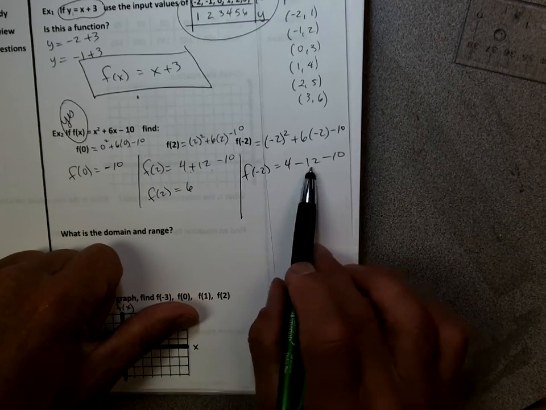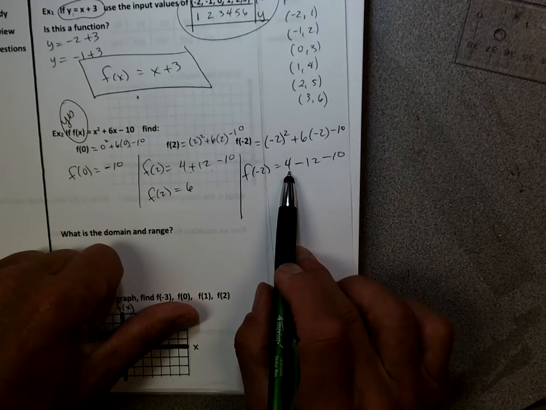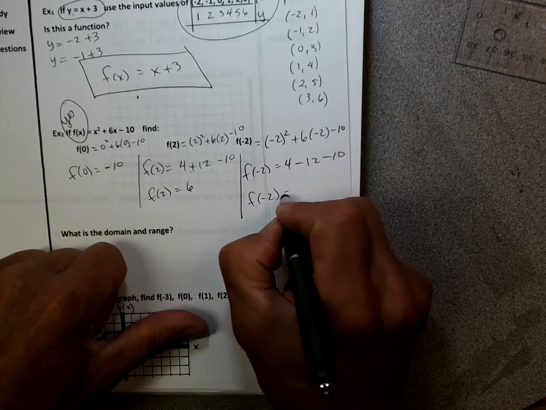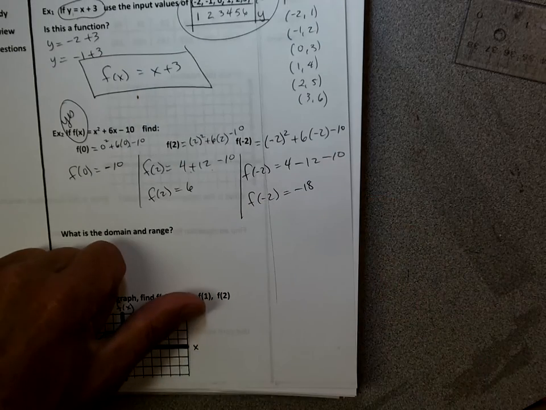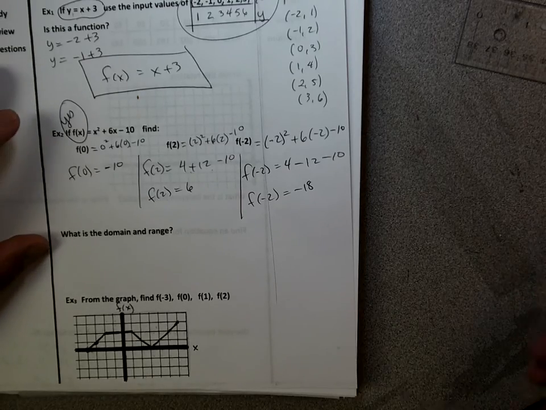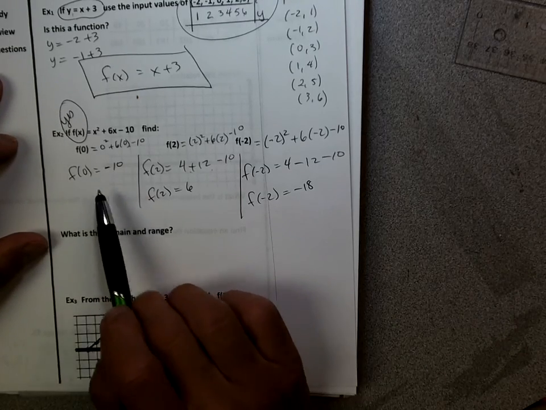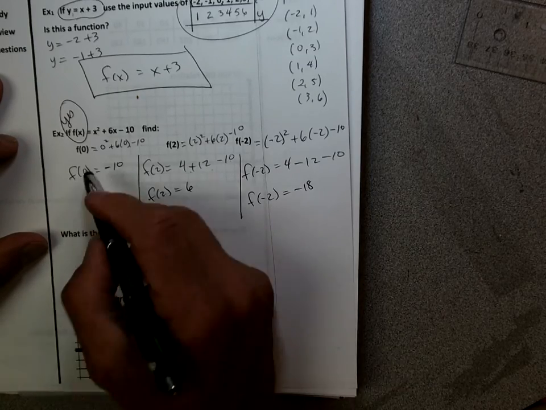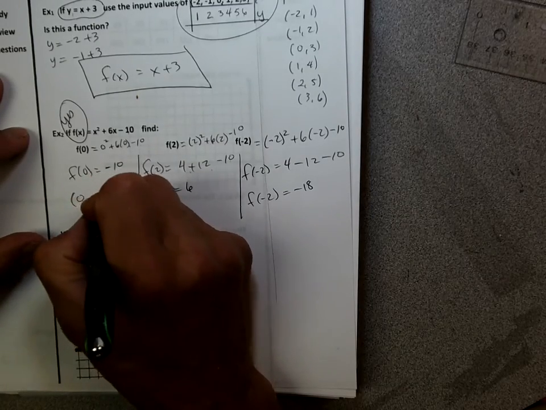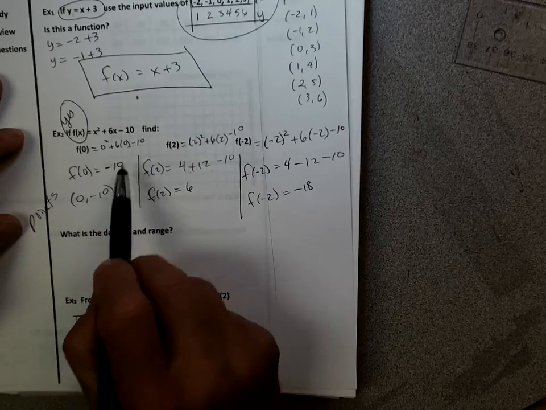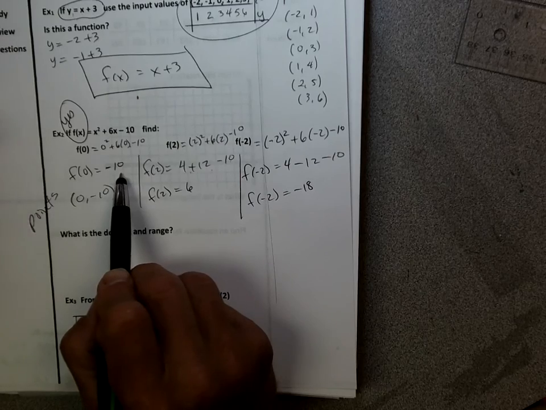So I'm going to have a negative 22 and a 4 makes a negative 18. So f of negative 2 is equal to negative 18. Okay. Now before I move on, what I want to do is this. What I need is, this is a point. You have to remember, these are actually points. 0, negative 10. These are points. They don't look like points in this form, but I plugged in 0 and I got negative 10. So these really are points.